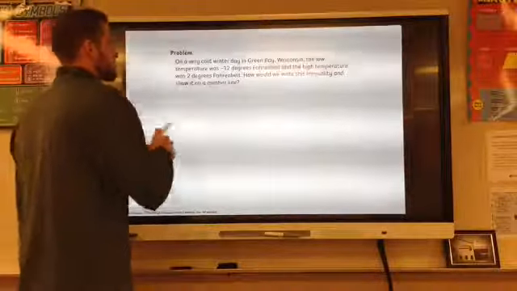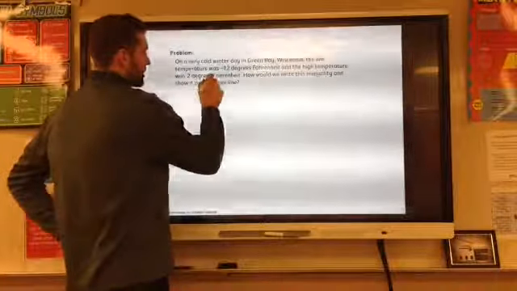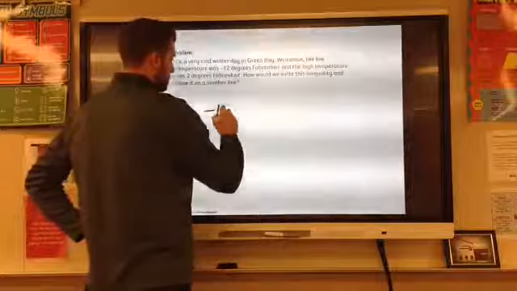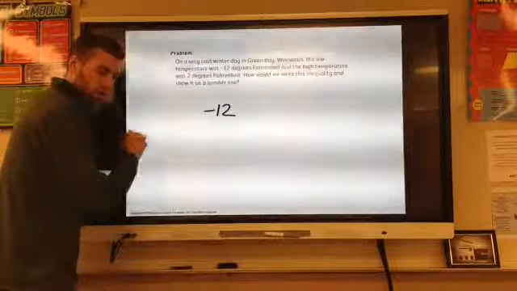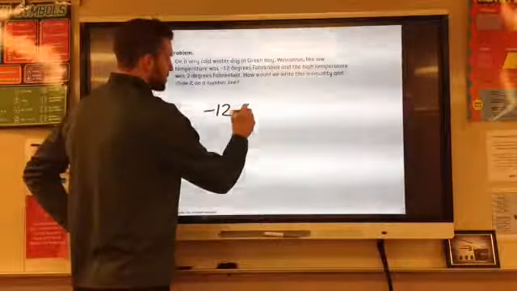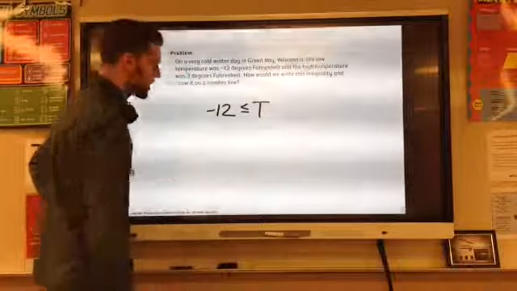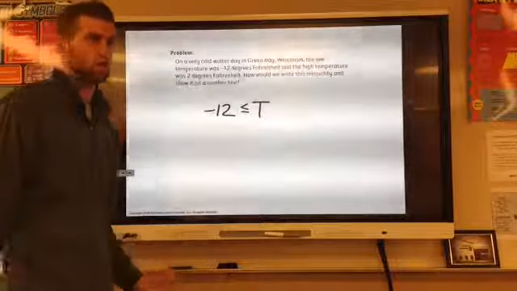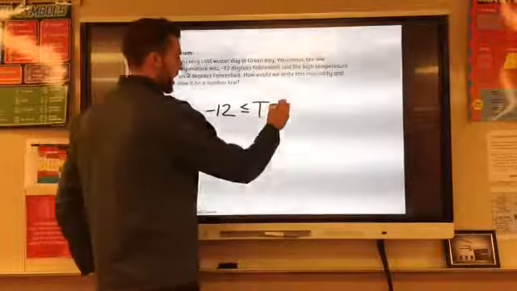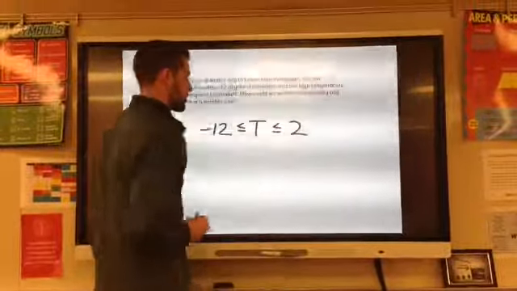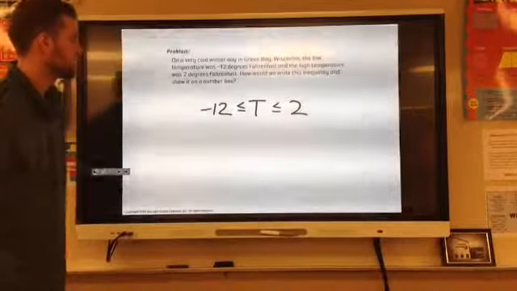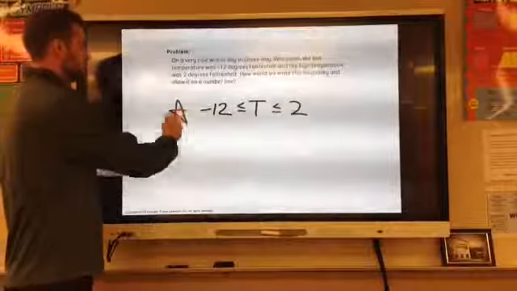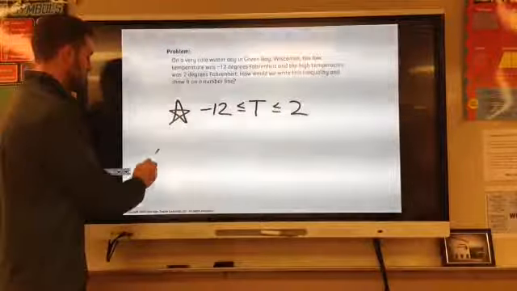Well, it never went lower than negative 12. So I have negative 12 on the far left side. T has to be greater than negative 12 because it never went lower. It also never went higher than 2 degrees. So I'm going to put a positive 2 there. Here's my compound inequality.